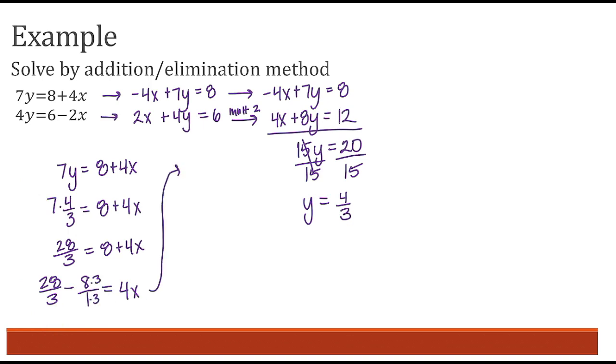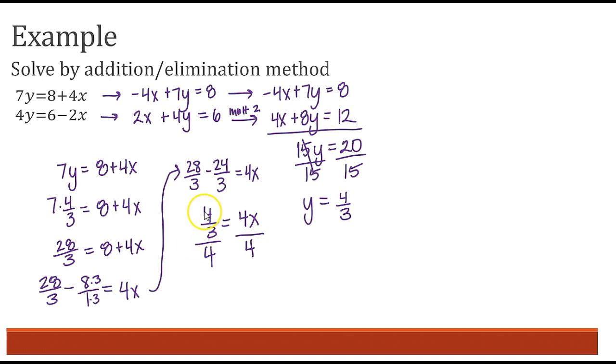So I'm going to bring my work up here. I have 28 over 3 minus 24 over 3 is equal to 4x. So we're at 4/3 is equal to 4x. So to solve for x, I would divide by 4, or the other way to think about this, because this is a fraction over here, so I don't really want to write it. I'll do it at first, but then I'm going to erase it.